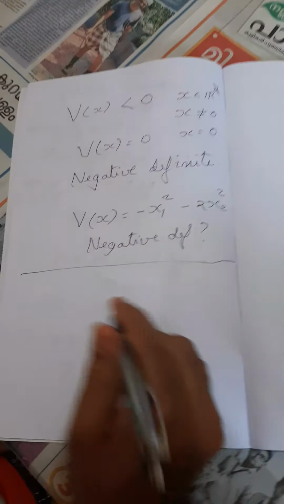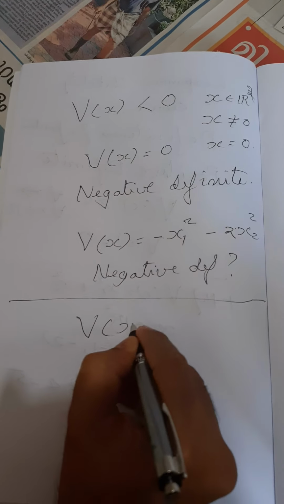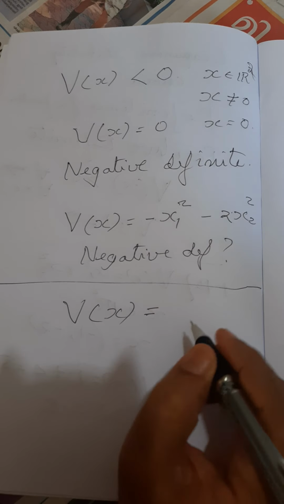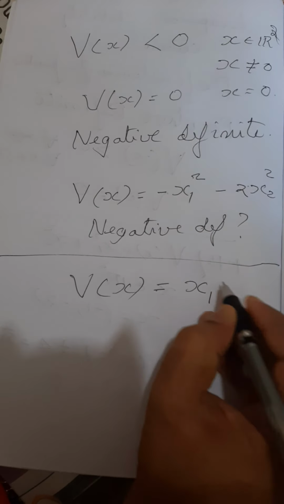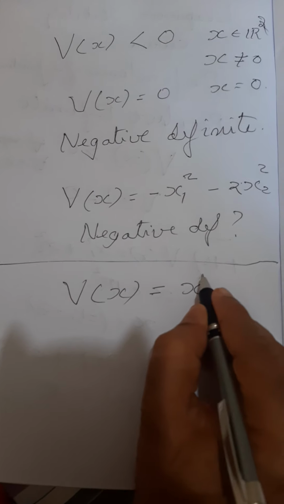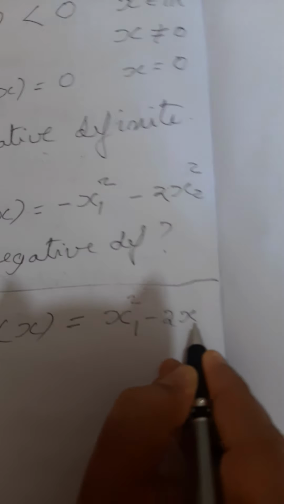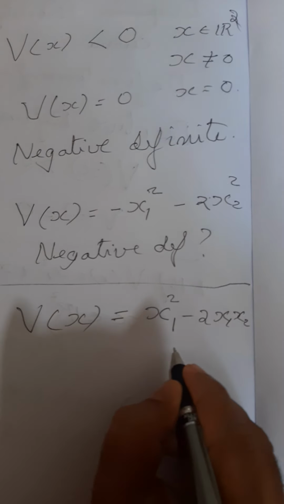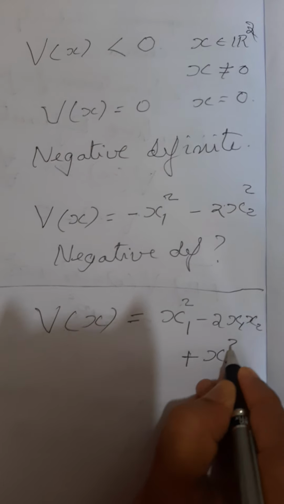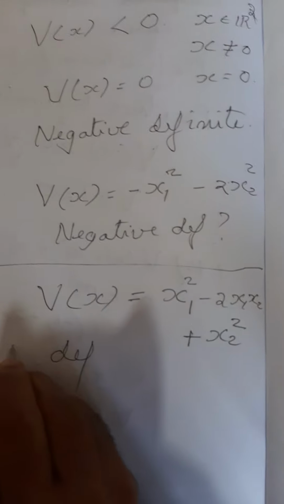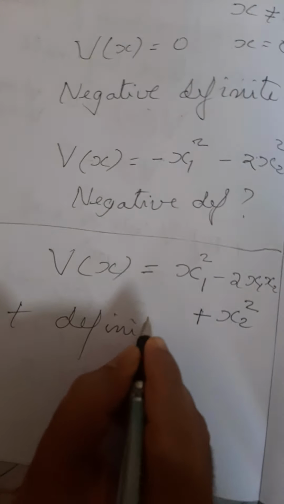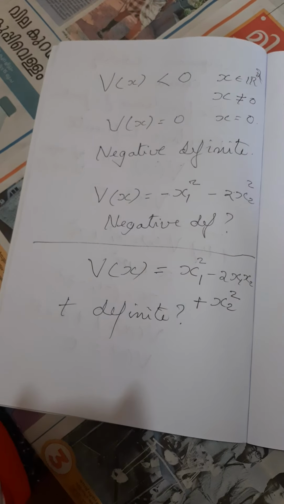Let us consider another example. V of x is equal to x1 square minus 2x1 x2 plus x2 square. Is this function positive definite or negative definite?